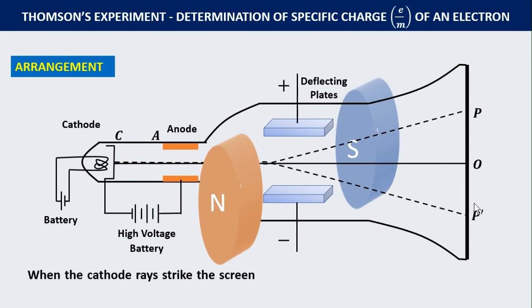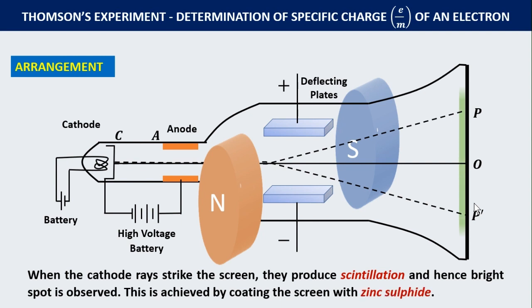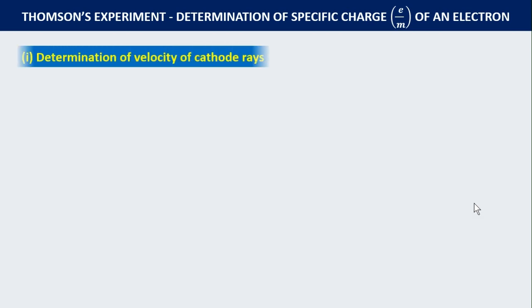When the cathode ray strikes the screen, it produces a scintillation and hence a bright spot is observed. This is achieved because the screen is coated with zinc sulfide. Look at that screen. The zinc sulfide coated screen gives the scintillation; it is a fluorescent screen.